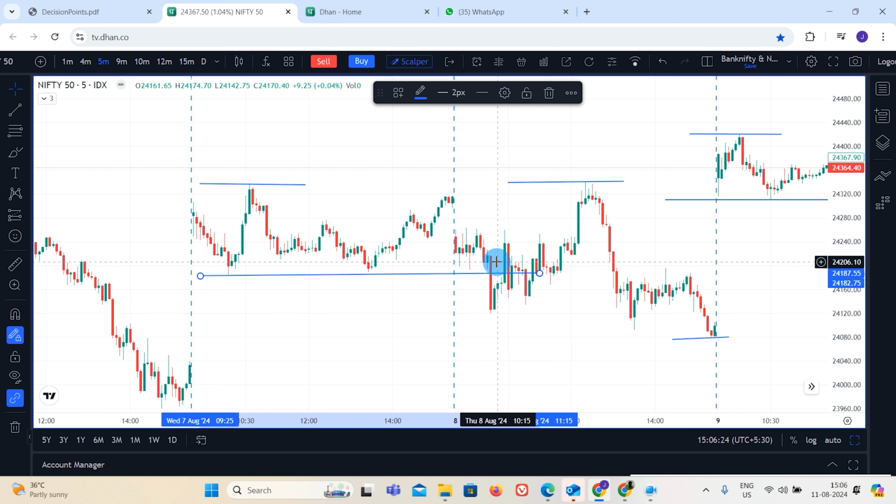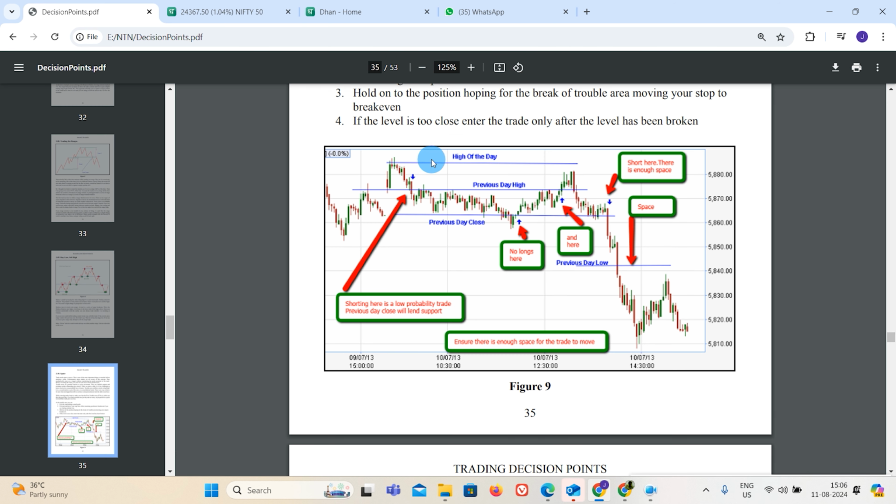So we can take a decision only at this point. For the intraday trader, these points are all constant points where we can take our decision. You got it? So this is what they're trying to explain in this book. And also one more thing they are trying to explain here is, we should not take any decisions other than these points, like in between these.